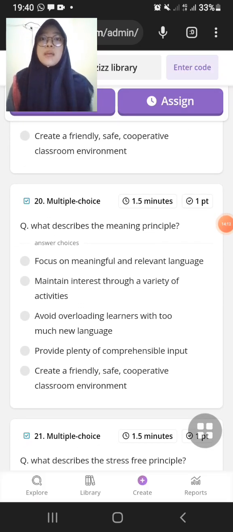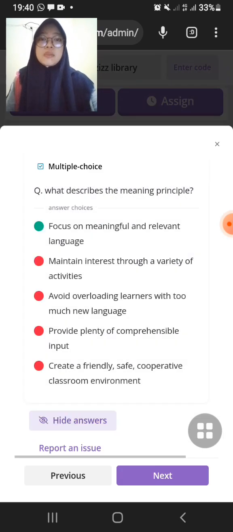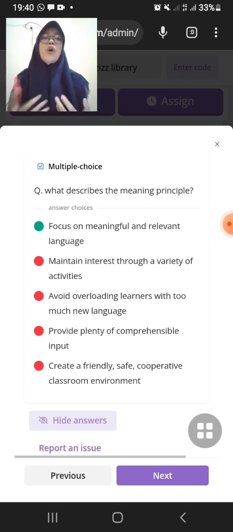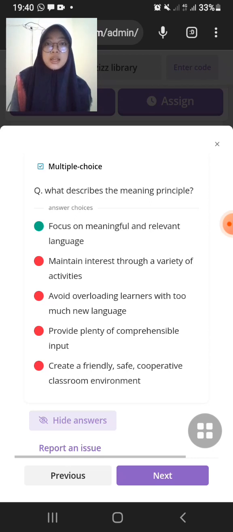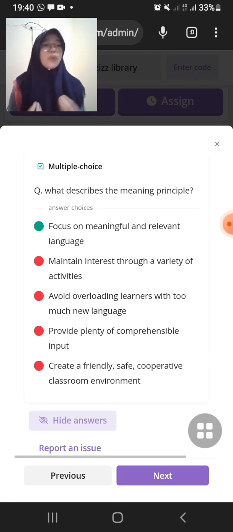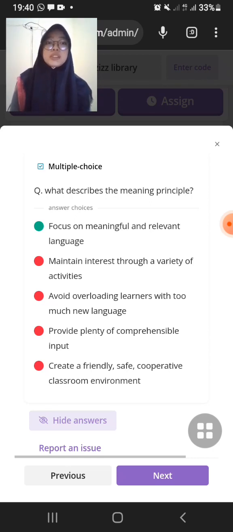Question number 20. What describes the meaning principle? The answer is focus on meaningful and relevant language, because the main focus should be on language that the learners can use quickly for their purpose rather than on too much grammar explanation, or on words that are not directly useful.